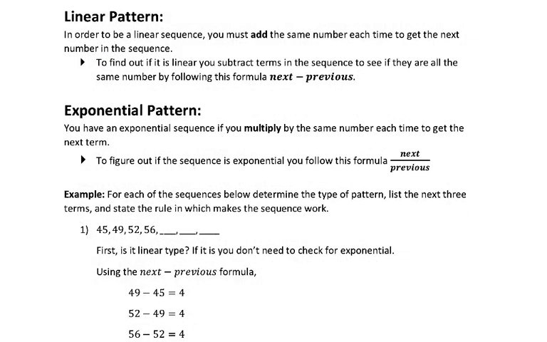So we're just going to kick off and talk about linear patterns. In order to be a linear sequence, you are going to have to add the same number each time to get the next number in the sequence. So this is really important. You're adding, okay? To find if it's linear, you need to subtract terms in the sequence to see if they are all the same number by following the formula next minus previous. Don't worry if this doesn't make sense. We're going to talk through this in a second.